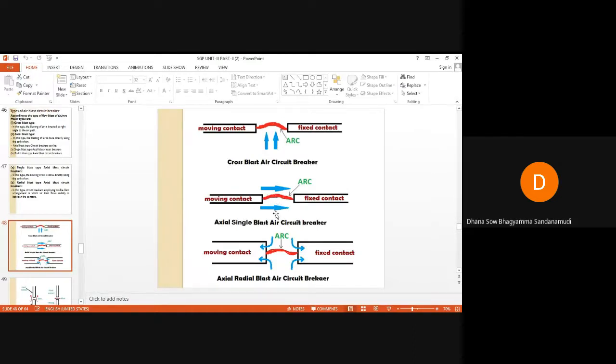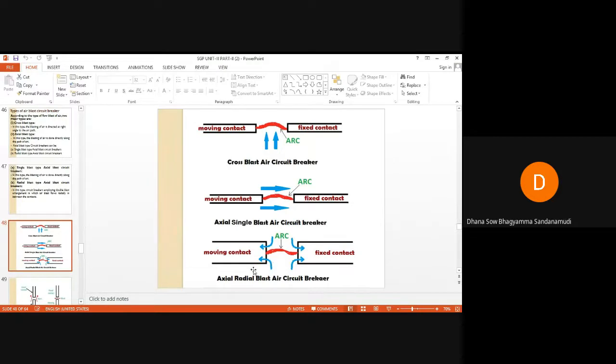Blast of air is the direction. The blue arrow marks represent the direction of air. In the lower case also, you can see the air direction is along the path of the arc. The axial blast type can be of two types: single blast type as well as radial blast type. In single blast type, the blast of air is directly along the path of the arc.